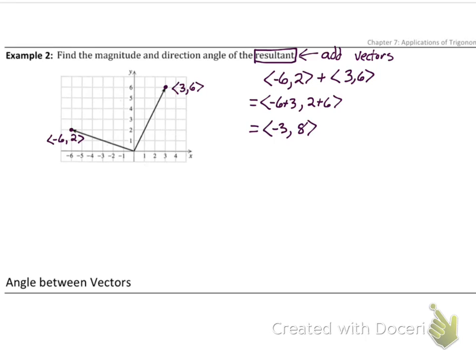Let's go ahead and graph it to make sure it makes sense. Well, the point negative 3, 8 is going to be right there. So we end up about there. That is our negative 3, 8. I'm just going to double check. If I do tip to tail, well, that looks about right. So I'm just going to go ahead and draw that vector in, because we're going to need that vector to find the magnitude and the direction.